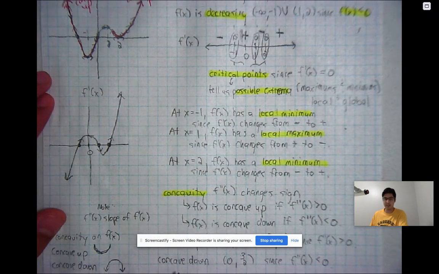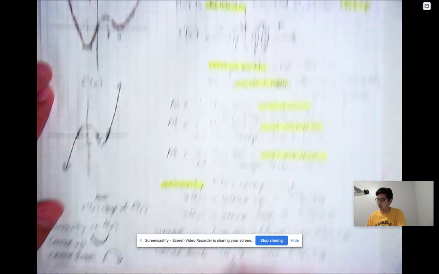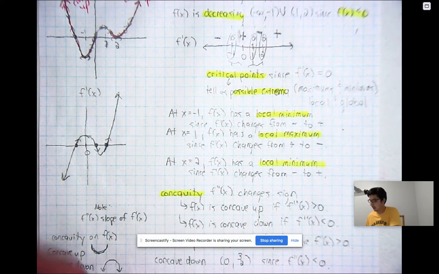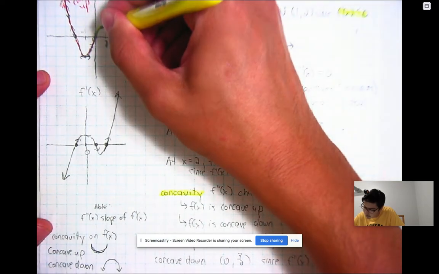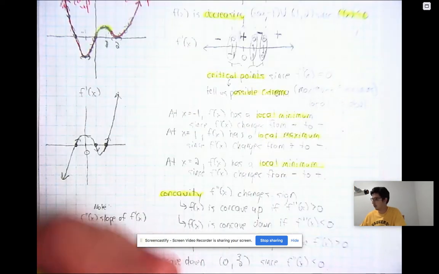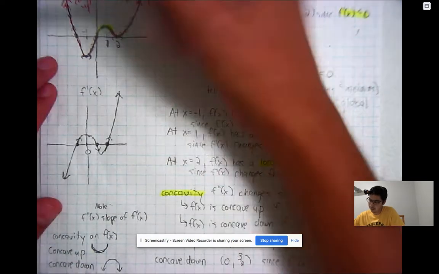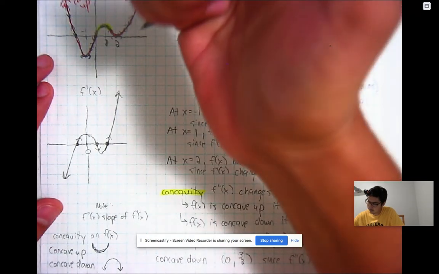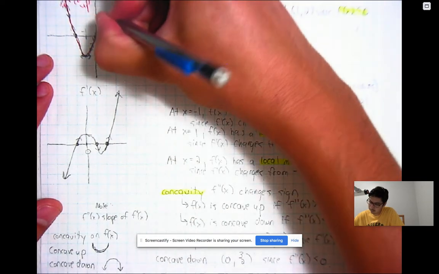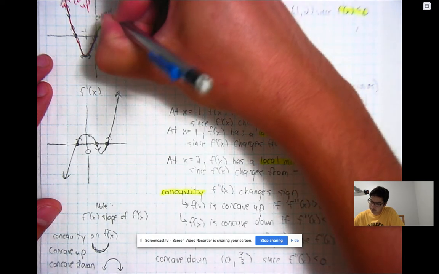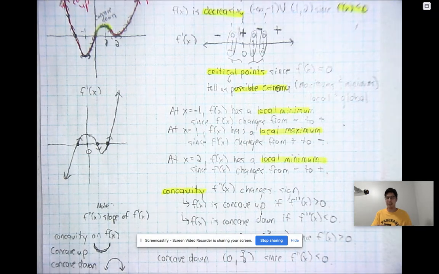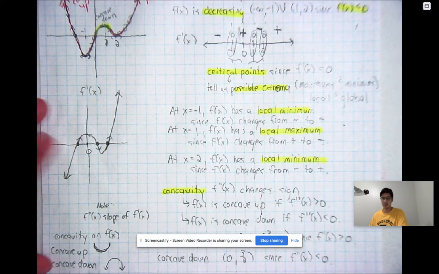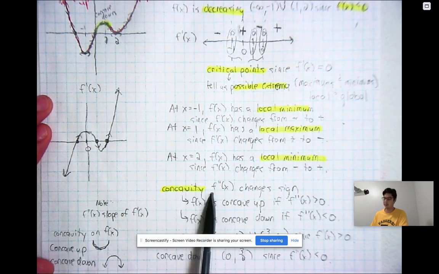And then it's concave down from 0 to 3/2. So from 0 to 3/2, this area right here, notice how it'd be like losing water if it was like this upside down bowl, and that is concave down. So concavity is talking about the function f of x, but you use the second derivative to talk about it.